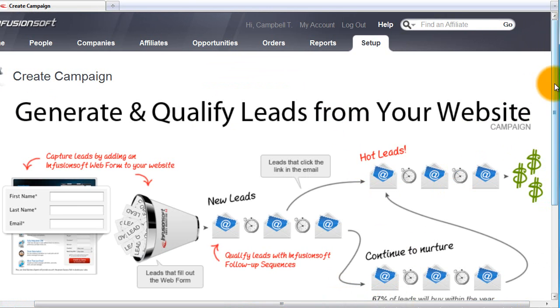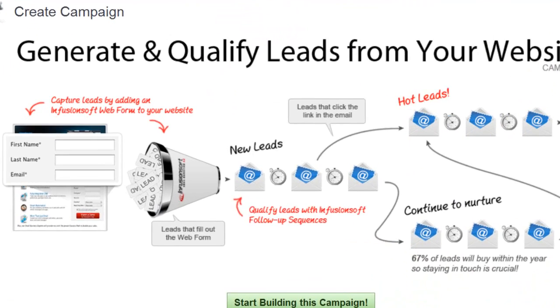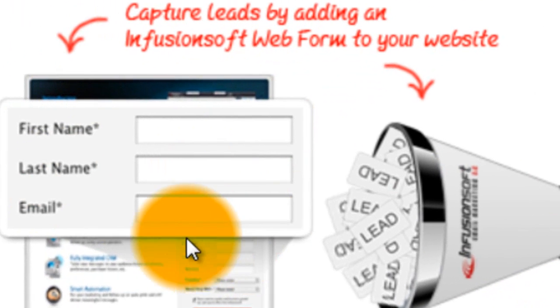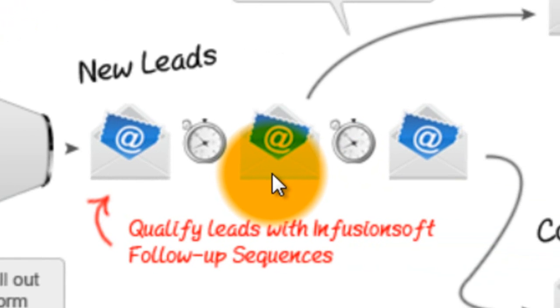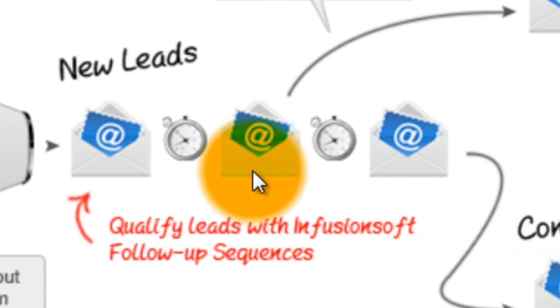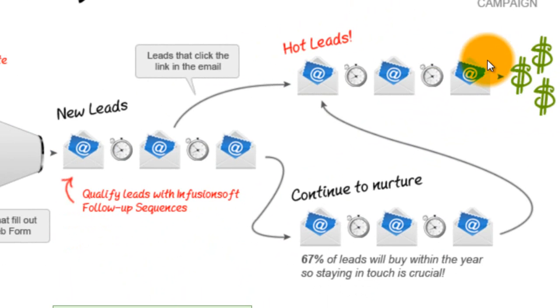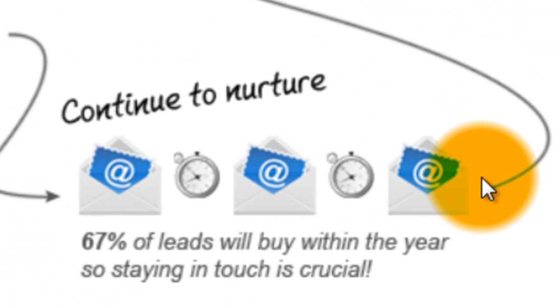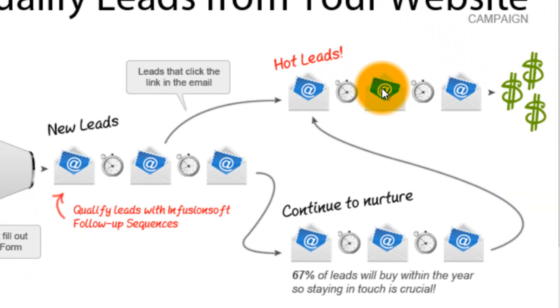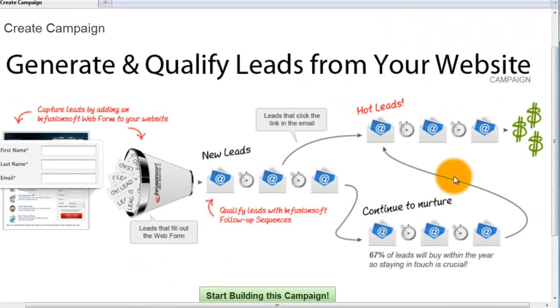This is where you can illustratively see that you've got to create a web form. Those get processed as new leads in a follow-up sequence. And then if they take action in the sequence, they become hot leads and get nurtured into a sale, hopefully. If they don't take action, they get into a nurture sequence, and perhaps later on, they will become a sale if they click a link and follow through the hot lead sequence.